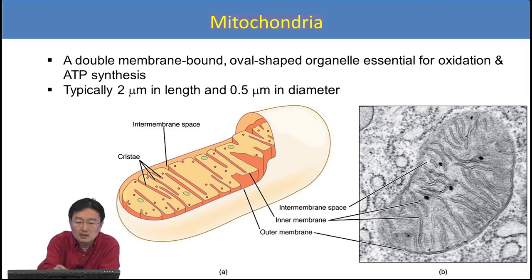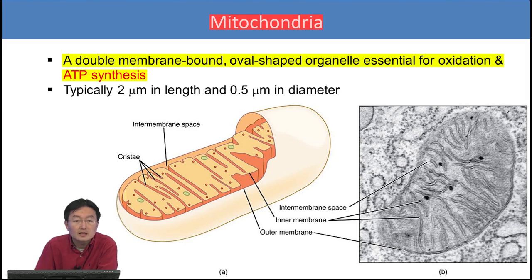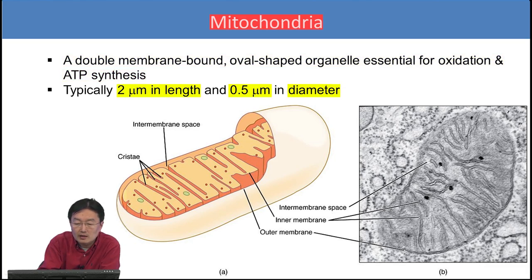So what is mitochondria? I have to say that the singular is mitochondrion, and mitochondria is plural. Okay, so a mitochondrion is a double membrane bound, oval shaped organelle, which is essential for oxidation of macromolecules, including carbohydrate, and finally the site for the synthesis of ATP, which means the energy production. In terms of size, it is typically 2 microns in length, and the diameter is 0.5 micron wide.